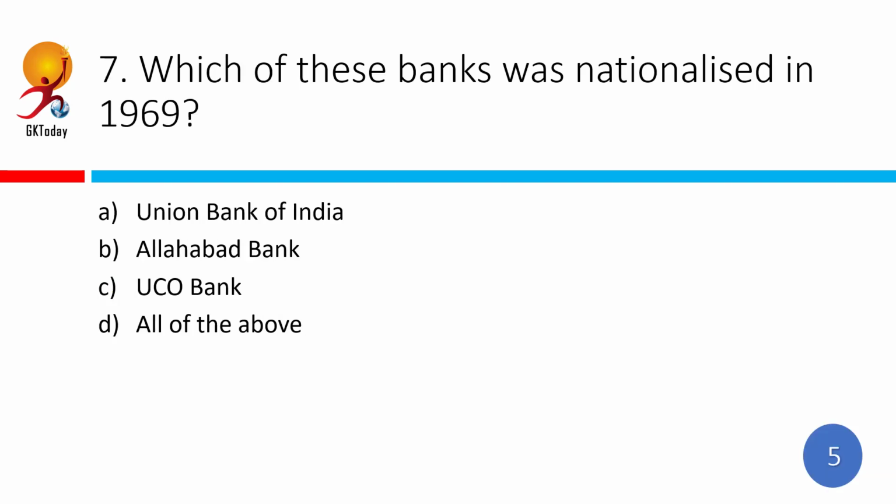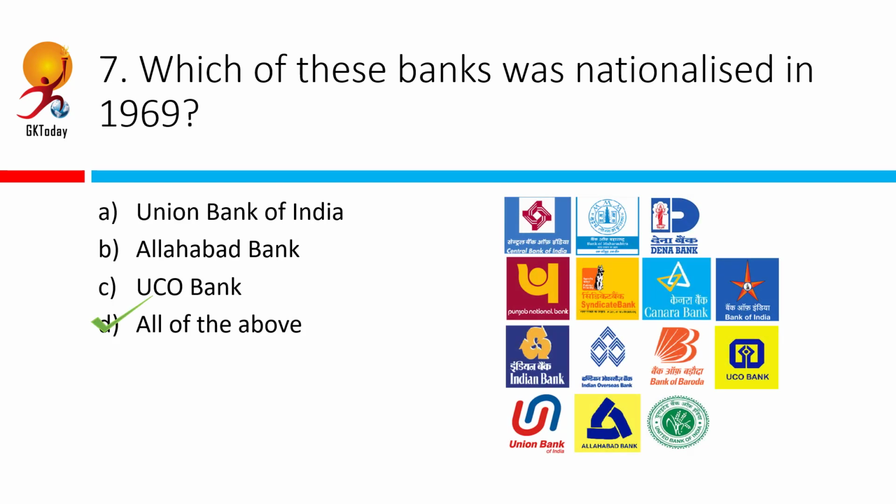Which of these banks was nationalized in 1969? So remember those 14 banks that were nationalized? We have already revised twice. You should be able to answer this. And the correct answer is all of the above. All these three were part of the 14 banks that were nationalized in 1969. Let's see how many of you got this correct. If you didn't, then the moment you're done with this quiz, go back and revise the names of the 14 banks that were nationalized in 1969 and the 6 that were nationalized in 1980. It's very important to remember those names because questions like these are very common.